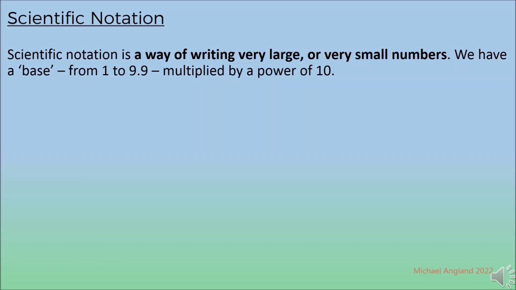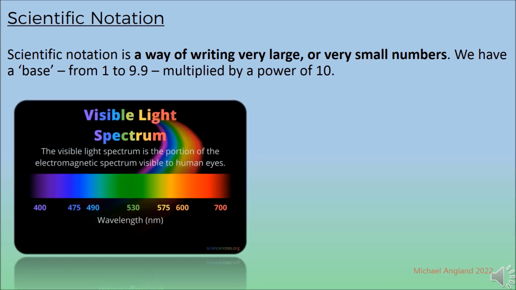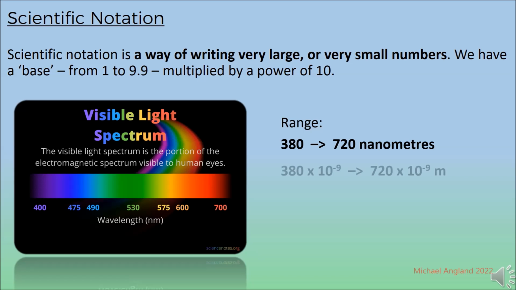Here's another example. If we consider the electromagnetic spectrum, visible light is just a very small part of the spectrum. That's what we can see with our eye. The range of wavelengths which are visible to our eyes is from 380 to 720 nanometers. A nanometer is a billionth of a meter. So we can write that as 380 times 10 to the minus 9, ranging up to 720 times 10 to the minus 9. But if we were to write in standard notation, it would become 3.8 times 10 to the minus 7, up to 7.2 times 10 to the minus 7 meters.